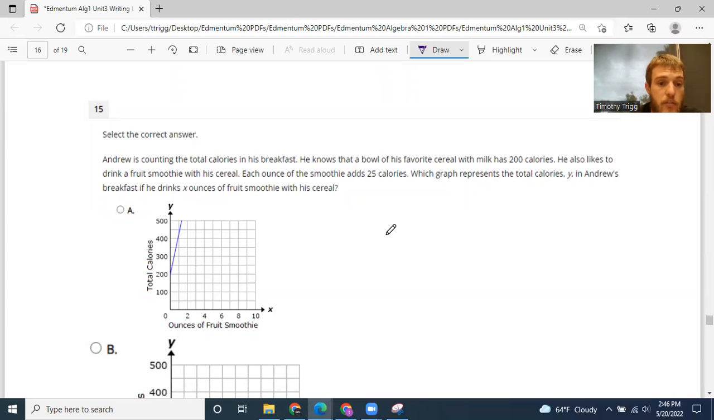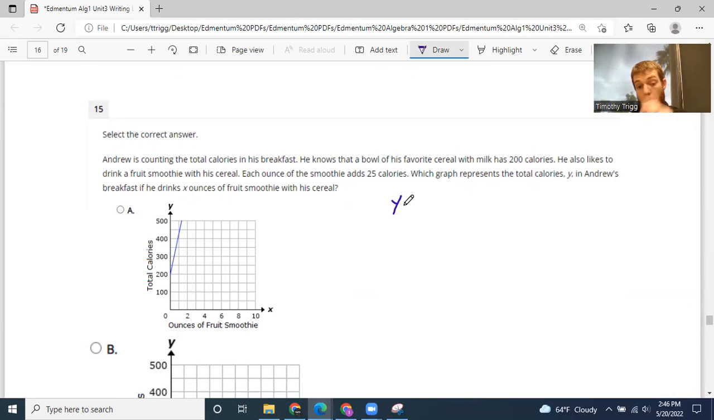Okay, Andrew is counting the total calories in his breakfast. He knows that a bowl of his favorite cereal with milk has 200 calories. He also likes to drink a fruit smoothie with his cereal. Each ounce of smoothie adds 25 calories. Which graph represents total calories, Y, in Andrew's breakfast if he drinks X ounces of fruit smoothie with the cereal?